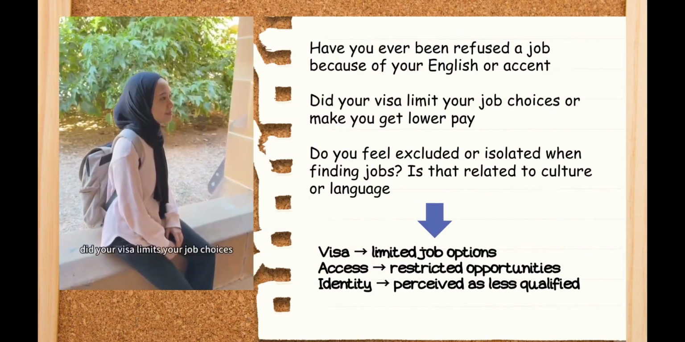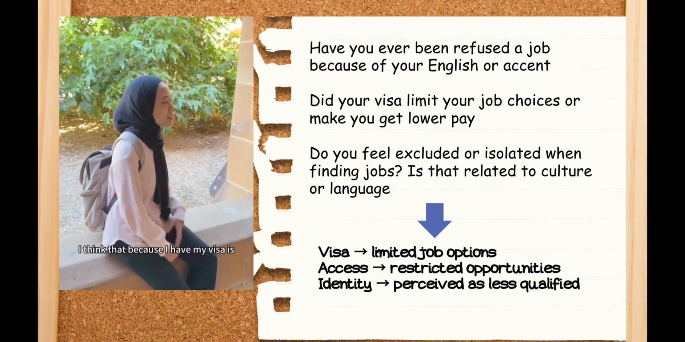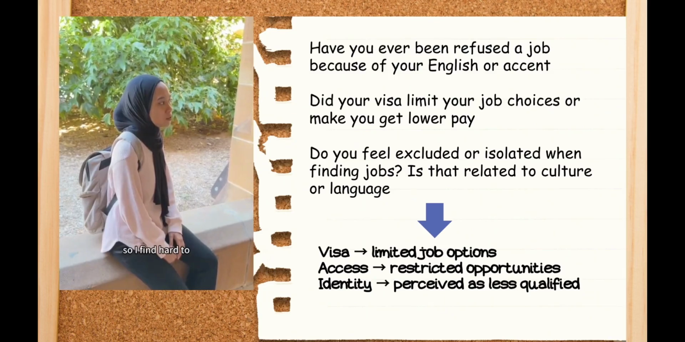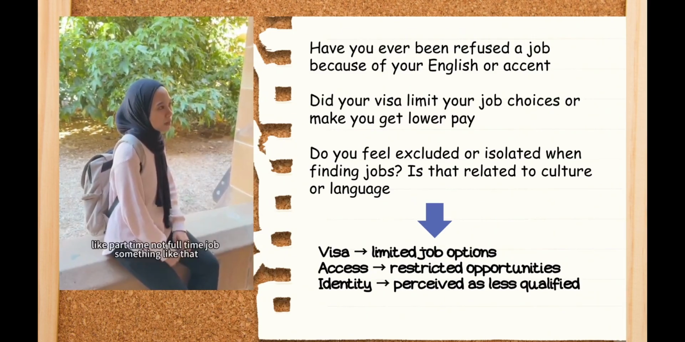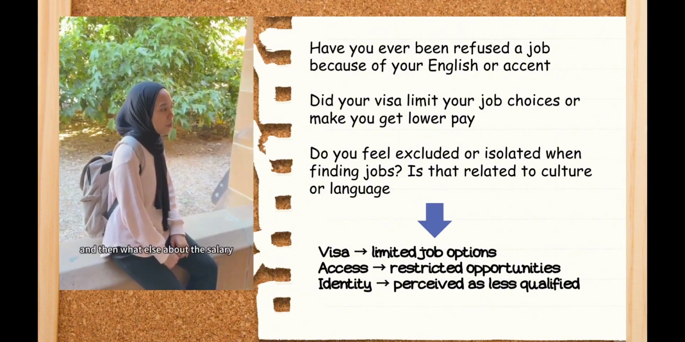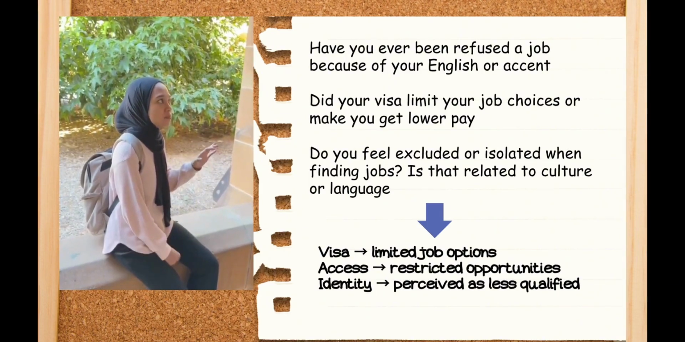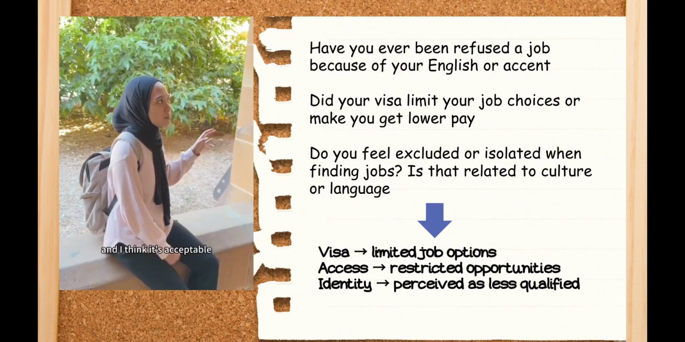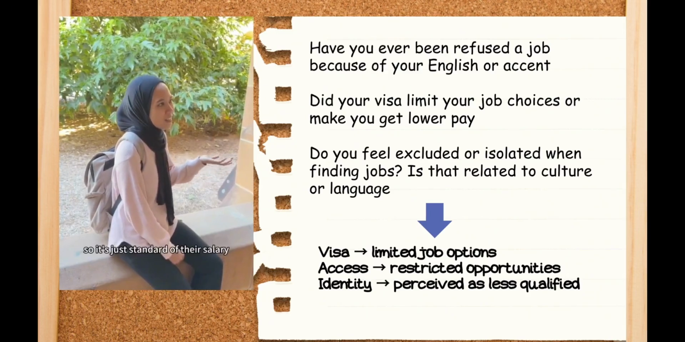The second question, did your visa limit your job choices or make you get lower pay? I think that because my visa is a student visa, right? So I really find it hard to get a job because I need to see all the requirements, and then it must be part-time, not a full-time job, something like that. And then what else? About the salary, I think they clearly put the information on the website or even in the application, said that the salary will be this high, and I think it's acceptable, and I don't find that it is lower or higher. So it's just the standard of their salary.